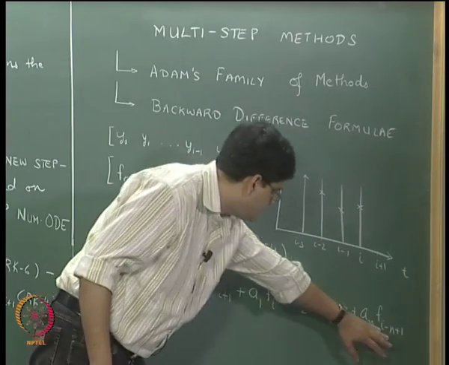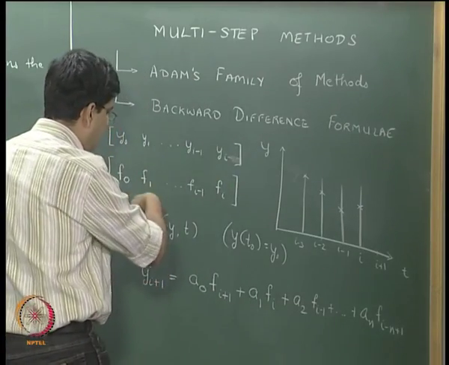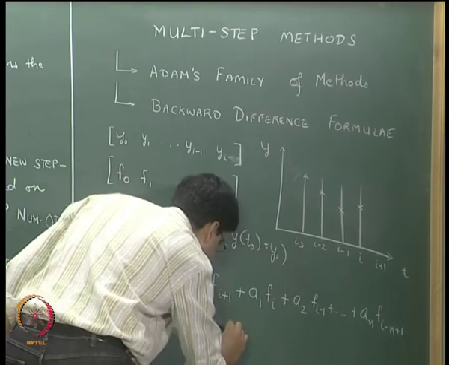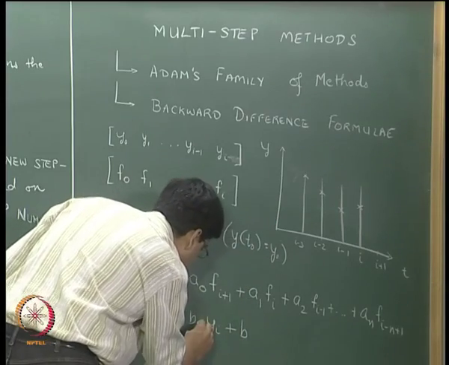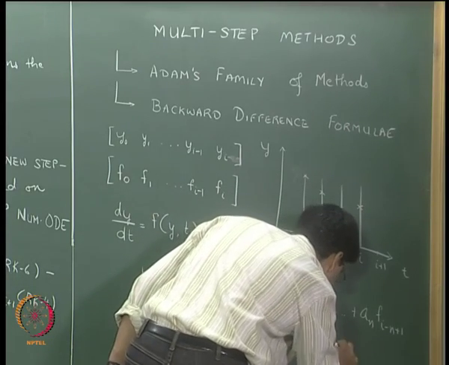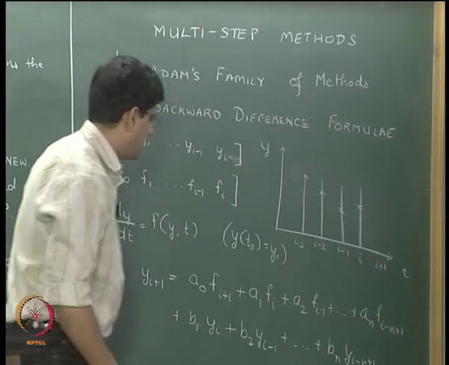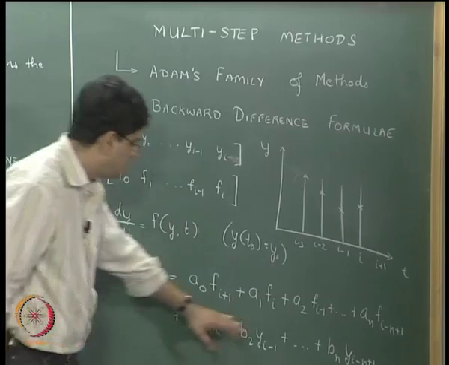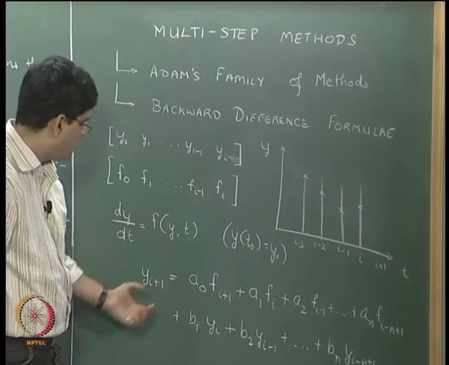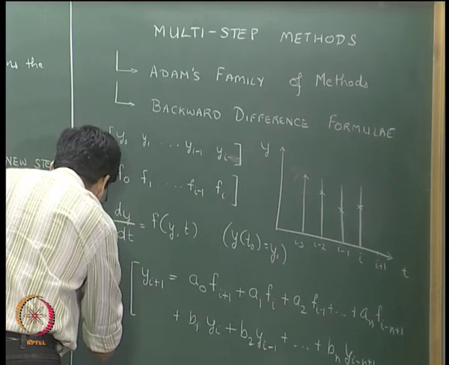So, this is the weighted average of the past function values plus b1 yi plus b2 yi minus 1 plus so on up to bn yi minus n plus 1. So, we will write y as a sum of the past function values and the sum of the past y values. And this is the overall general equation for any multi-step method.